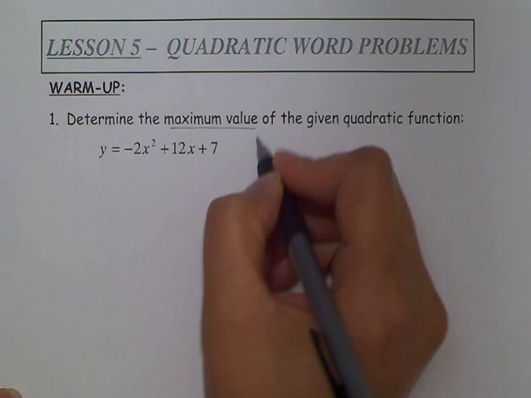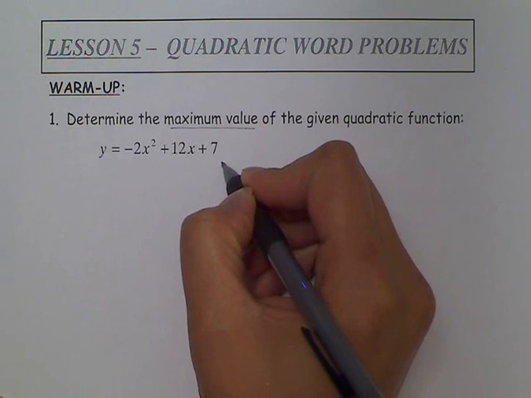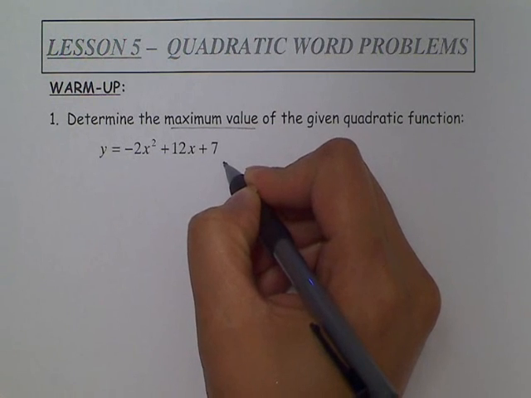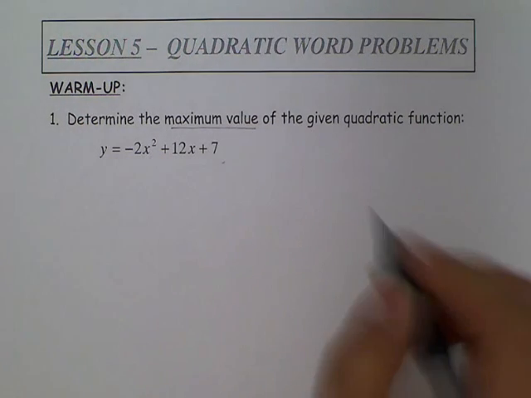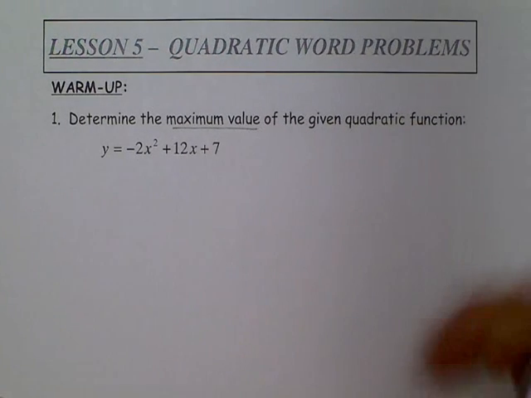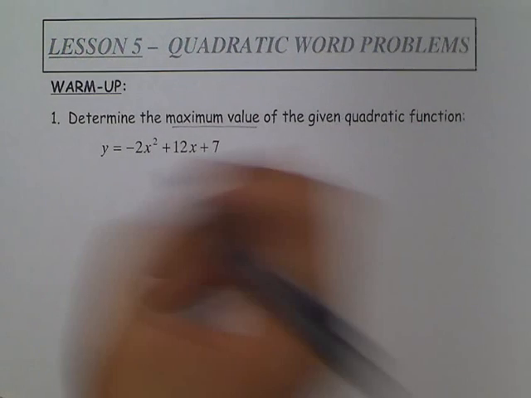Now, if the equation of the function was in vertex form, then it'd be very straightforward to figure out what the maximum value would be. But in this case, because it's not, I need to rewrite this in vertex form. There's a couple of different ways you can do this. You can either complete the square or use a shortcut, and I'll show you both ways.